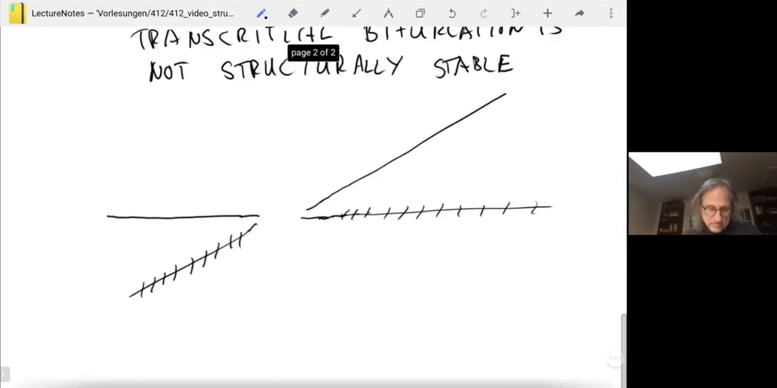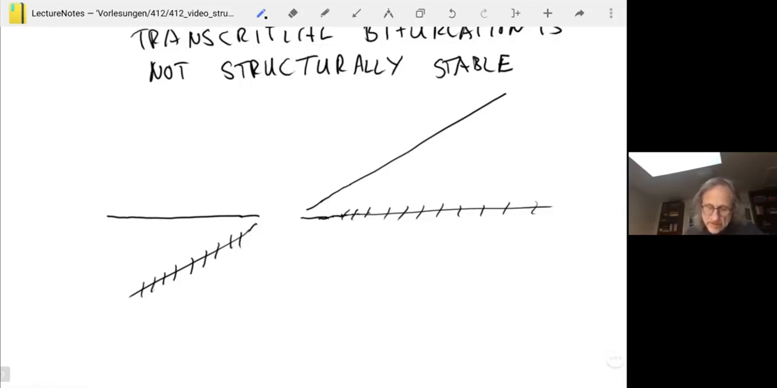Okay, you can do the same thing with the pitchfork bifurcation, and you'll see that the pitchfork bifurcation is also not structurally stable in that sense. And that analysis is a little bit more involved, and we won't do that right here. Let me close by mentioning a word. As more often, it's good to know what the words are.